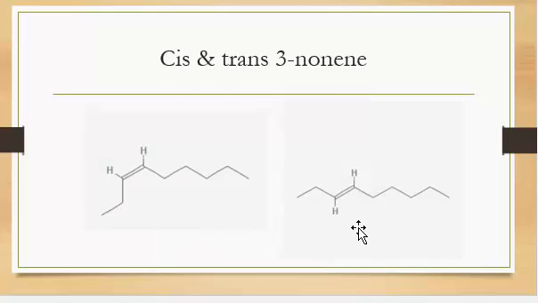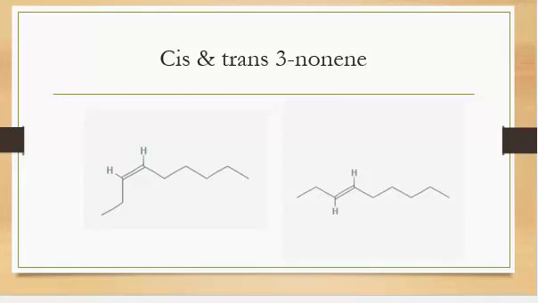On this slide, we see the skeletal structures for the cis and trans isomer of 3-nonene. There are 9 carbon atoms, and the double bond occurs on the 3 carbon. Notice the cis bond is sort of kinked, while the trans bond follows the structural ordering of the tetrahedral carbon atoms.